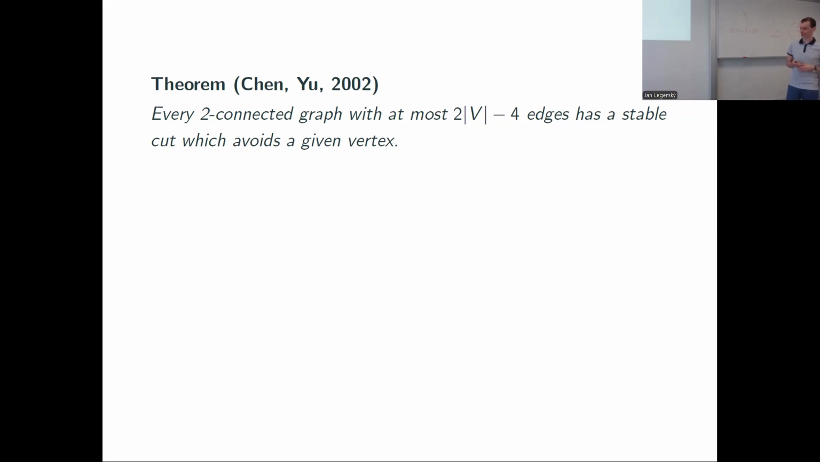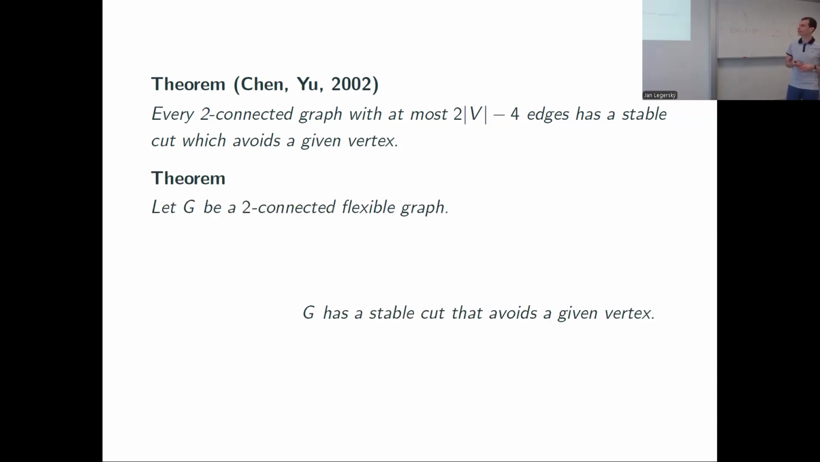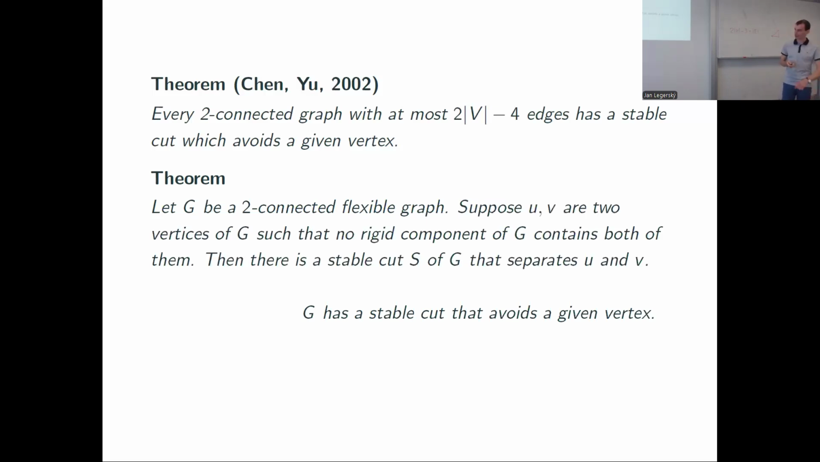So it makes sense to look at the two connected case. And what we can prove is that if I now have a two connected flexible graph, then again I can find a stable cut that avoids a given vertex. So that generalizes the class, because if I have only 2v minus 4 edges, it's less than this number. So every graph that has 2v minus 4 edges is flexible, but there are many graphs that have more edges and they are still flexible. So this gives a sufficient condition for the existence of a stable cut.